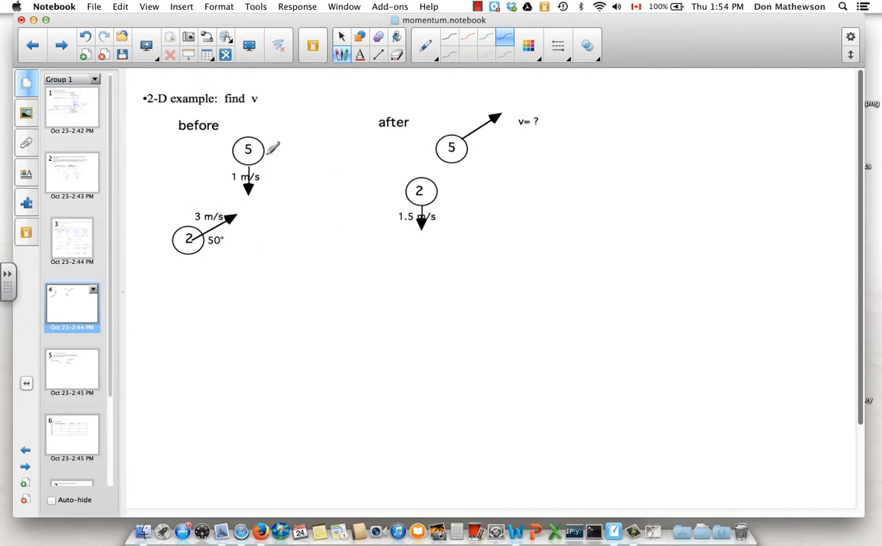Okay, now let's look at a two-dimensional collision. So we are in top view here, looking at this from above. So this could be 2 curling rocks or 2 billiard balls. Here's a before picture, here's an after picture. Now in this case, we're going to apply momentum conservation to the x direction and also to the y direction.